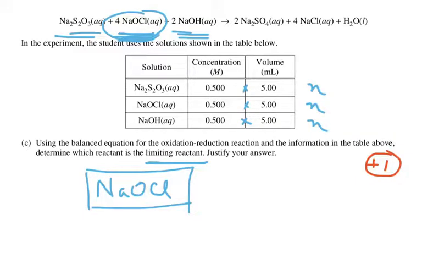And that's 1 point for stating that answer and giving a reason. For example, all 3 of these have the same number of moles. You need 4 of these compared to 2 and 1, and so that's going to get used up first. That'll be your limiting reactant. That's 1 point for the answer with the explanation.